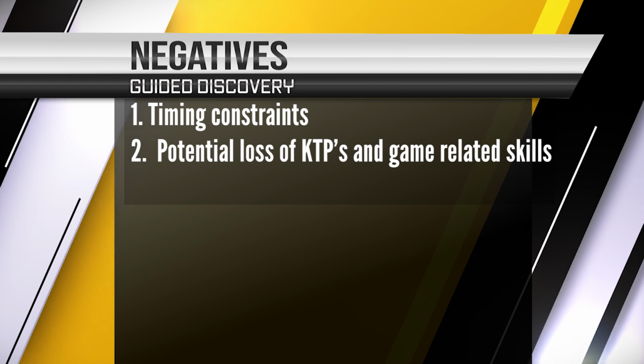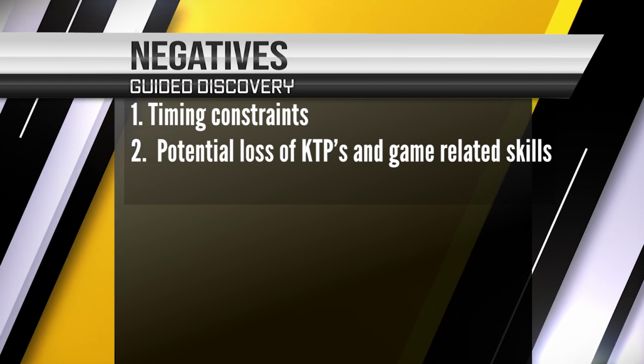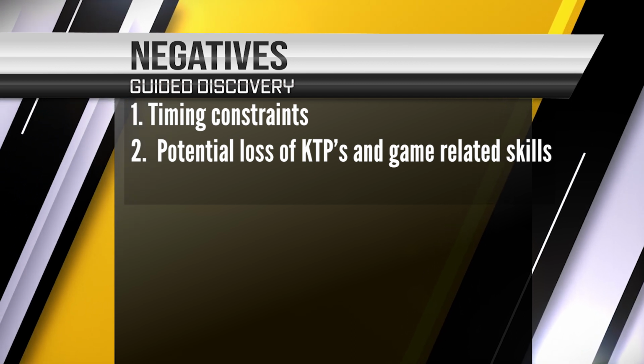Negatives include time constraints. Convergent discovery activities may require more time for students to explore and reach the desired outcomes, and with limited class time, it may be challenging to cover all the necessary content, and students may not be able to achieve it in that time frame. And finally, potential loss of KTPs and game-related skills. Students will potentially focus too much on the desired outcome and just lose all their learnt KTPs as they're just thinking of achieving that outcome the quickest way they can.